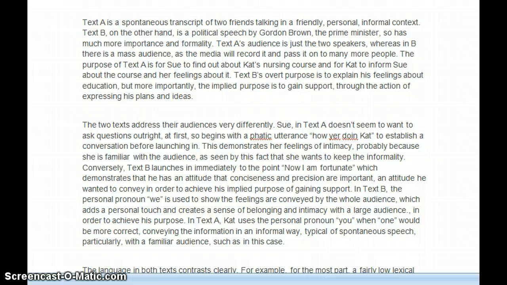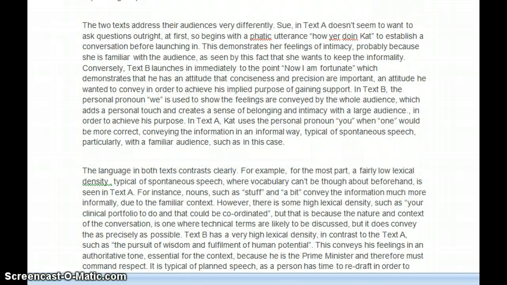So Sue in Text A doesn't seem to want to ask questions outright at first, so begins with a phatic utterance, "How are you doing, Kat?" to establish a conversation before launching in. You would probably comment on the accent alongside this, so just to say that it is rather informal, and straight away there's that level of informality between them.